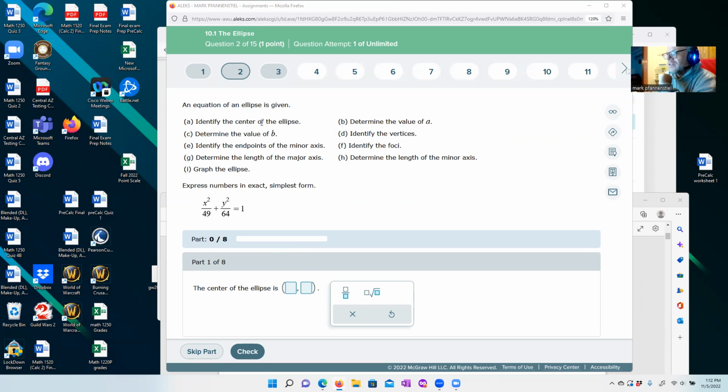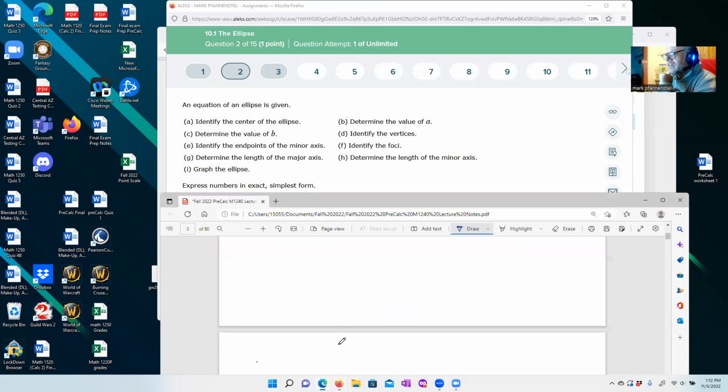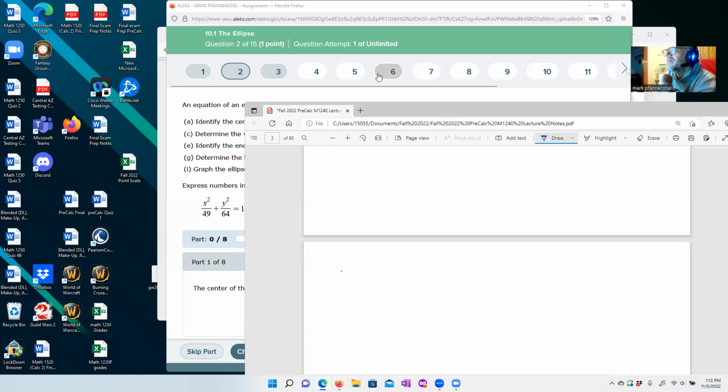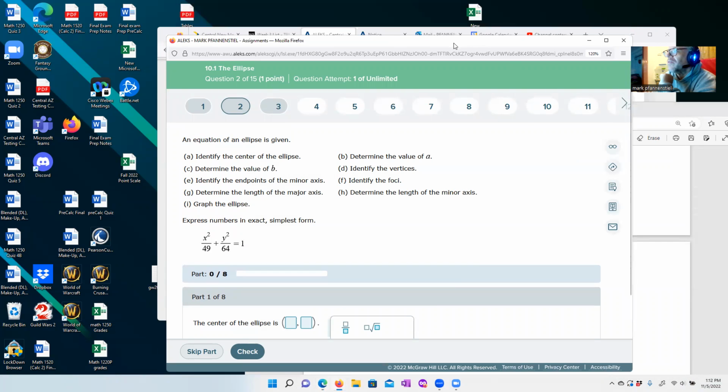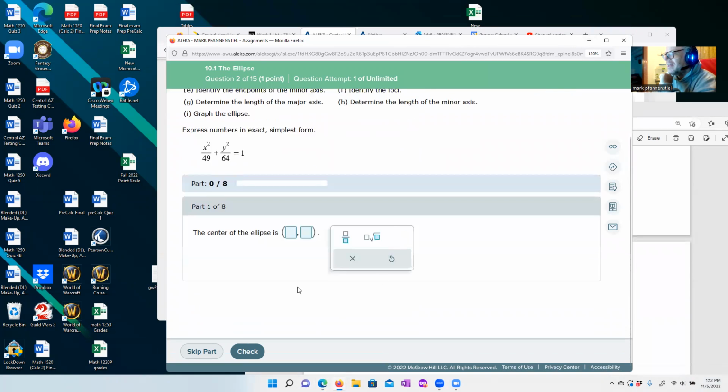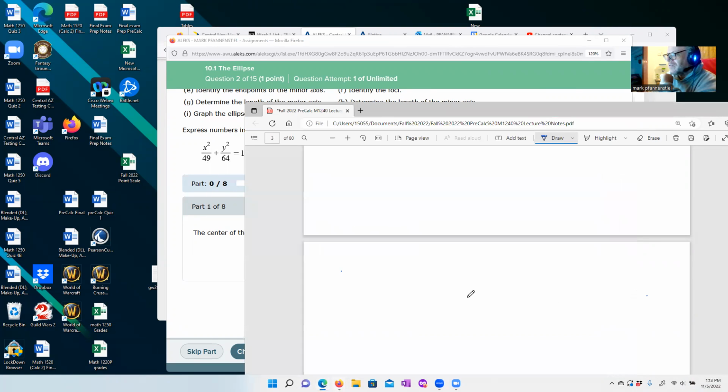Okay, so let's see here. Mostly what we're going to be looking at first is where is the center of an ellipse? You're in the 10.1 section, so you're going to know that we're going to be talking about ellipses for this whole thing. Okay, so let's pretend we didn't know that. If we ended up having an equation here, we have x squared over 49 plus y squared over 64 equals 1.